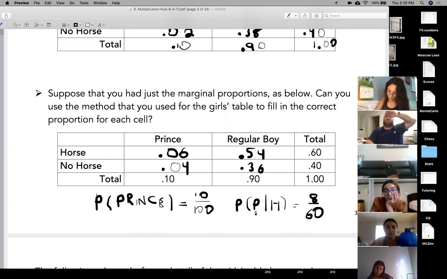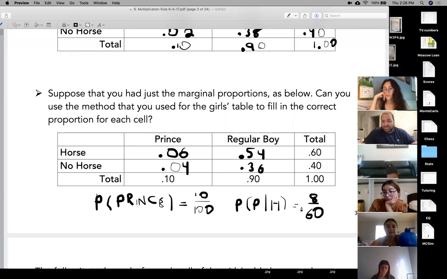If I see someone from afar, just standing there, it could be any one of the 100 boys in the kingdom. Since 10 of the boys are princes, the likelihood that it's a prince is 10 out of 100. But if that person's on a horse, now the likelihood that it's a prince is 8 out of 60. It has changed how likely it is that the person is a prince. So this is not independent, because one affects the other.